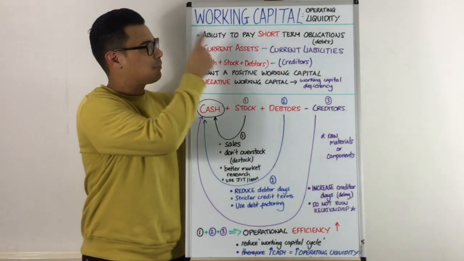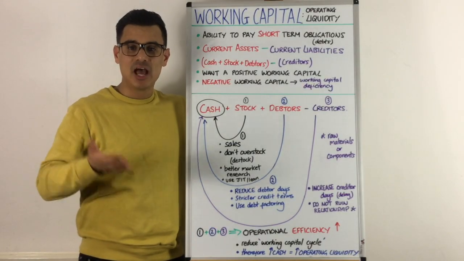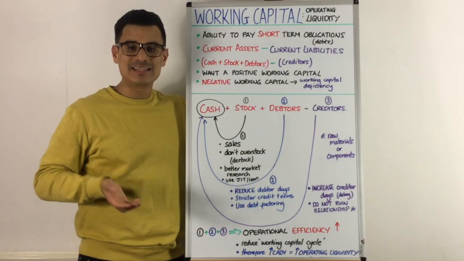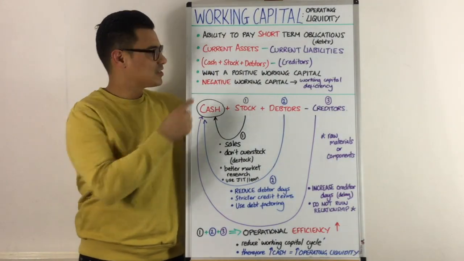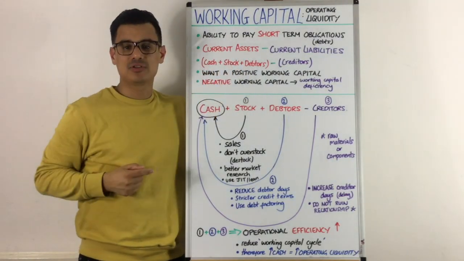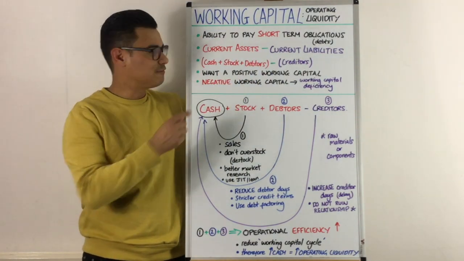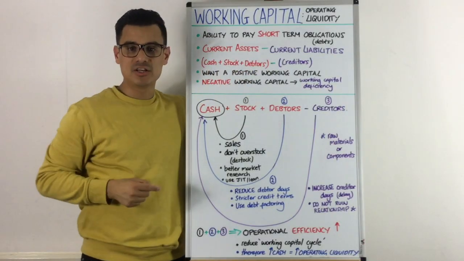The formula for working capital is current assets minus current liabilities. Current assets is short-term things that you own, and current liabilities is short-term things that you owe. If you really break down current assets, well, it's cash plus stock plus debtors. And if you break down current liabilities, it's basically creditors. So really the formula for working capital is cash plus stock plus debtors minus creditors.